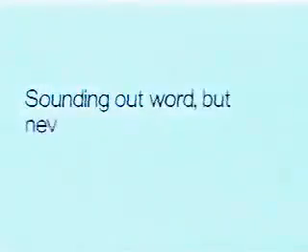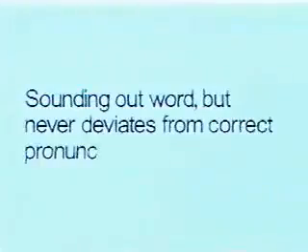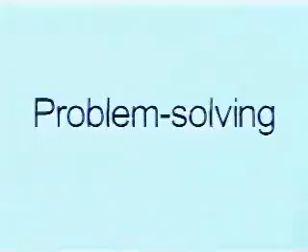When a child is sounding out a word but never deviates from the correct pronunciation of that word, it is called problem solving. This is different than a self-correction. Whereas self-correction indicates that a miscue was made and corrected, with problem solving, no error has occurred. The child is simply piecing together the word without deviating from the text.